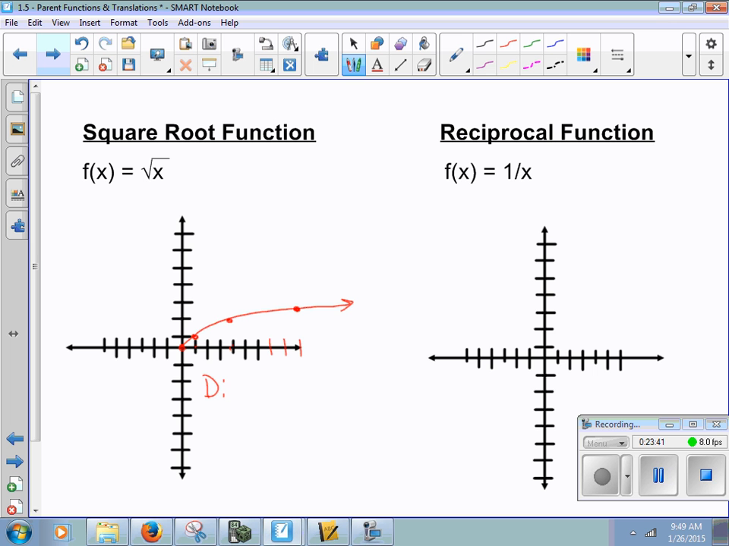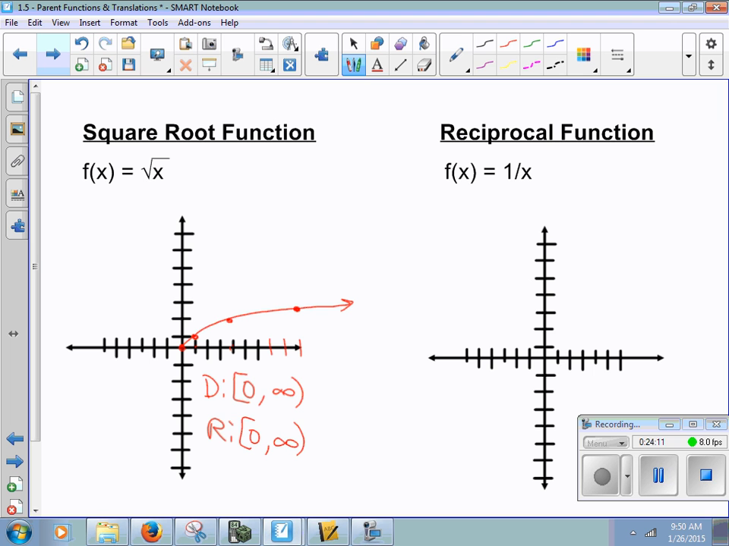Okay? Just for kicks and giggles, what's the domain for that? How would we write it? 0 to positive infinity. Included or not? Yes, 0 is included. What would the range be? Be the same thing. Just for kicks and giggles. The more we look at this domain and range, do you think it will eventually sink in? It will eventually sink in, I promise.